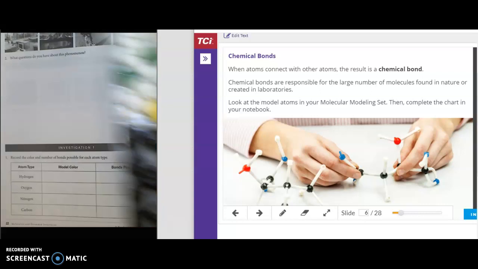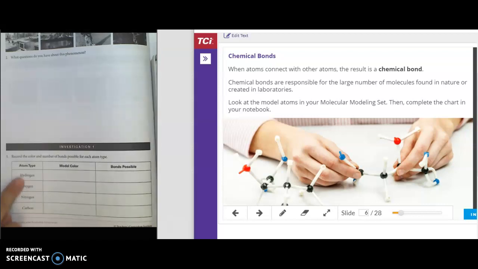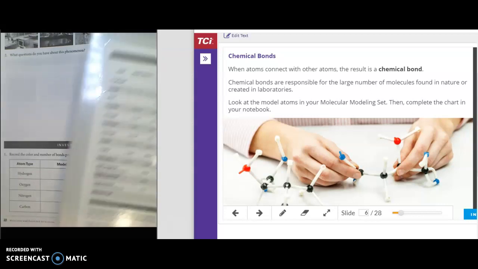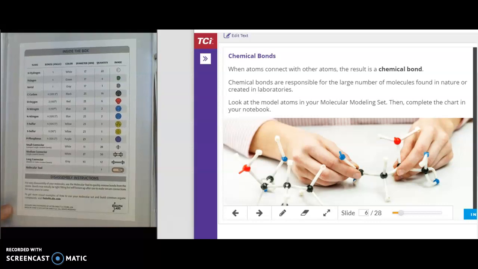All right, so on page 22 in your notebook, we have a chart that we're going to be filling out. This chart is asking us to take a look at hydrogen, oxygen, nitrogen, and carbon. So I'm going to go ahead and pull those atoms out. And how I know which atom is which is by this key. And there's a picture of this in your module for this week as well, so you can see this a little bit more close up. And you can also refer to it later as well.